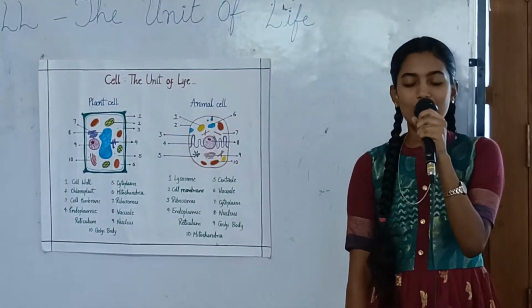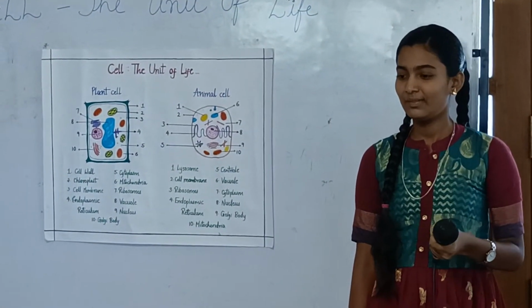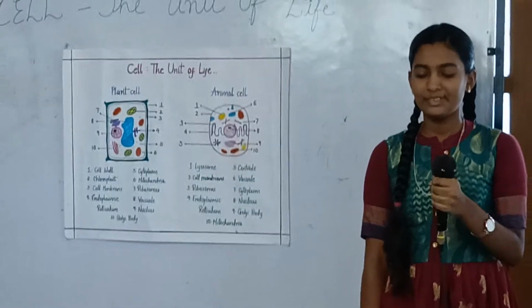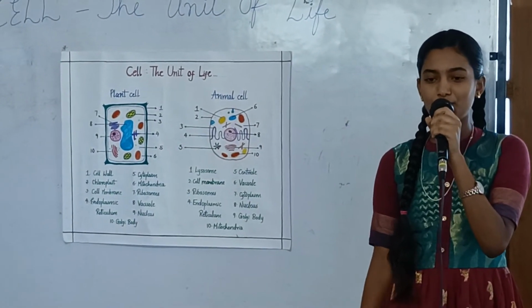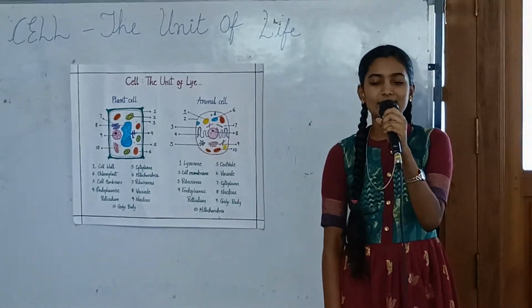And what are the three types of plastids? Yes, plastids are of three types: leucoplast, chloroplast and chromoplast.